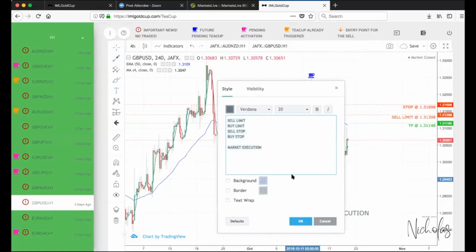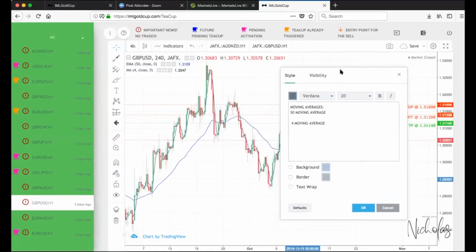So I'll write this on here. Moving averages. We've got a 50 moving average, and we have the 4 moving average. All right. Now our 50 moving average is this blue one right here. You guys see that? This moving average is going to be exponential.